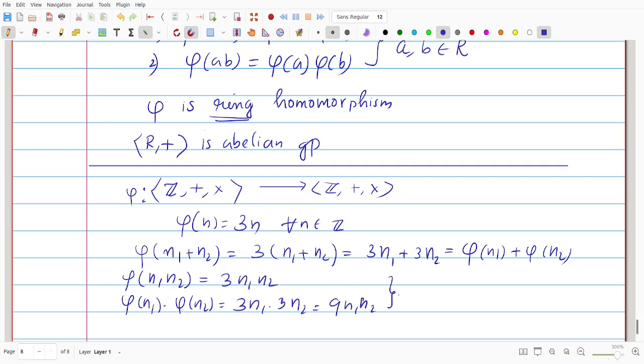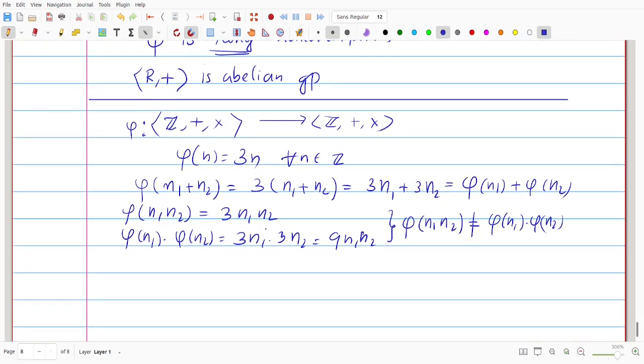So from these two observations, you can say that phi of n1 n2 need not be, in general, phi of n1 into phi of n2. So this is not equal, which shows that phi is not a ring homomorphism. In fact, this phi is a group homomorphism. So this is the difference between group homomorphism and ring homomorphism. So there are so many homomorphisms that can be defined from one ring to another one.